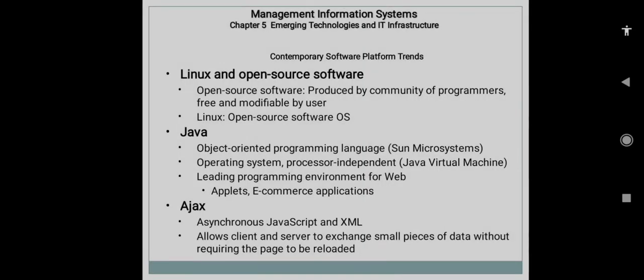Linux and open source software. Open source software is produced by a community of programmers, free and modifiable by users, while Linux is an open source operating system. Java, an object-oriented programming language by Sun Microsystems, is operating system and processor independent through the Java Virtual Machine, a leading programming environment for the web, such as applets and e-commerce applications. Ajax, or asynchronous JavaScript and XML, allows client and server to exchange small pieces of data without requiring the page to be reloaded.